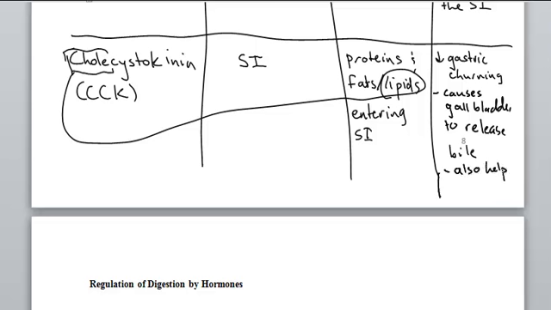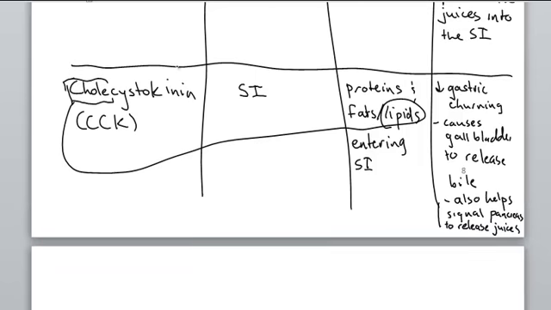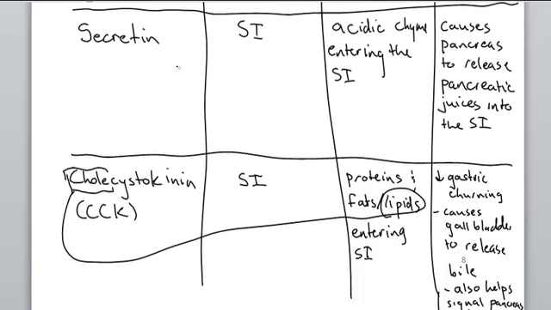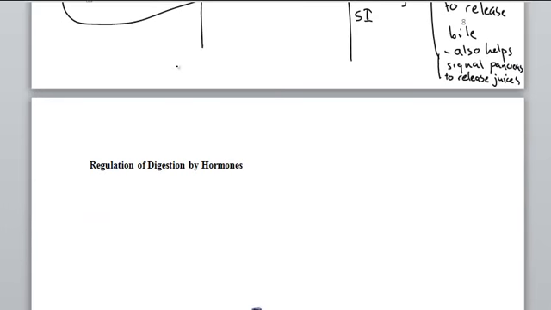helps signal the pancreas to release juices. So those are the four key hormones that we're going to focus on in Bio 12, and their functions in helping regulate the digestive system.